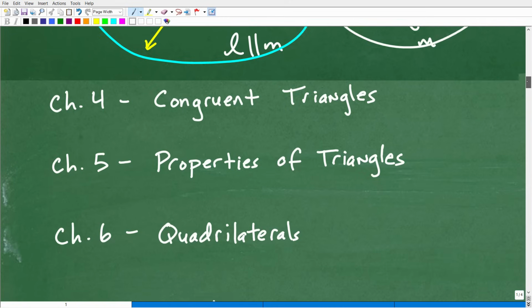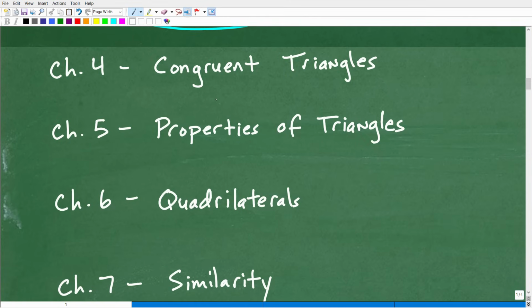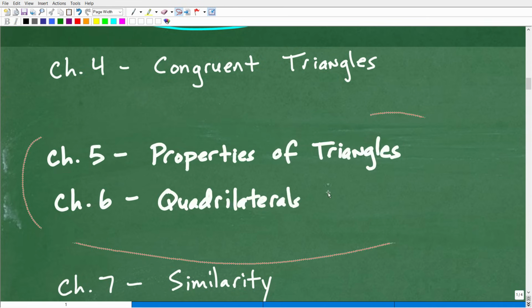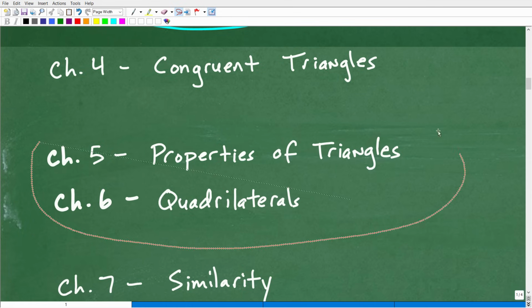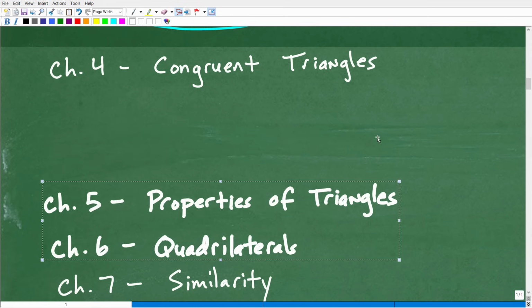Okay, let's take a look at chapter 4. Every geometry course out there is going to have congruent triangles. I'm trying to scoot this down. That's not working. Let me see if I can just move this down this way. That'll work. Okay, so let's talk about congruent triangles. Let me give myself some room.